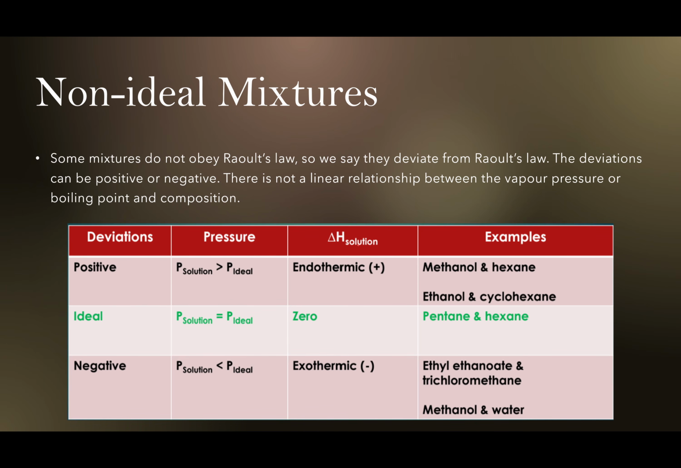If the pressure of the solution is greater than that of an ideal solution, it is going to be a positive deviation. If it is less than that of an ideal solution, it's going to be a negative deviation. If they are equal, there's no enthalpy change, and that would mean that it is ideal.